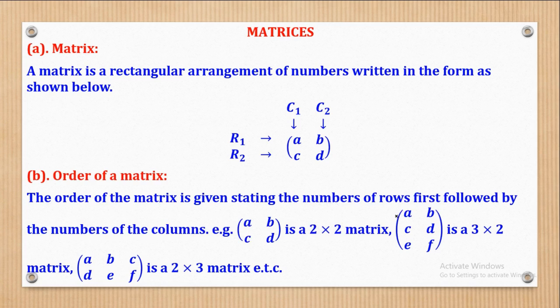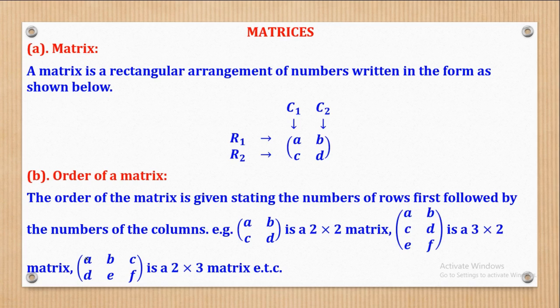When you come to this one, you realize that there are 1, 2 and 3. So these are 3 rows, then followed by columns 1, 2. So there are 2 columns. That means that it becomes a 3 by 2 matrix.